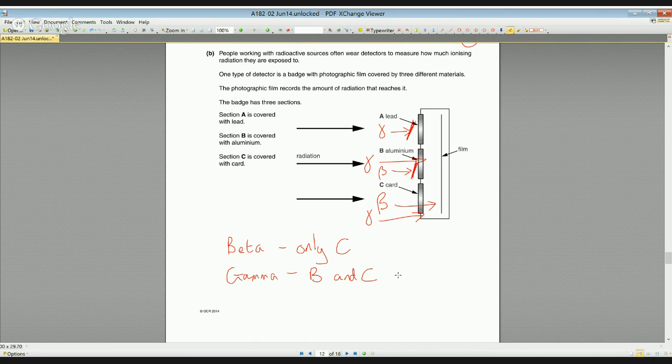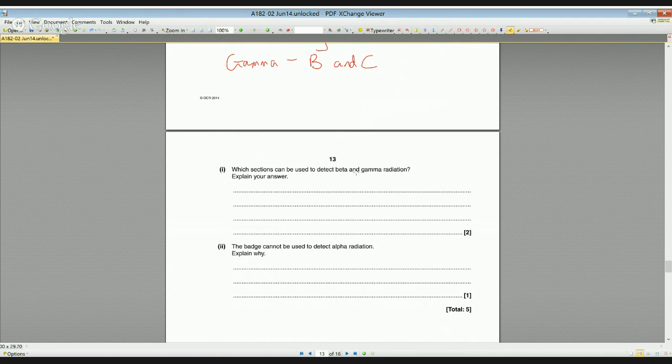A really common mistake in this question was to, instead of thinking about which ones it would get through, think about which ones it'd be stopped by. So they remembered that beta's stopped by aluminium, so beta would work on B, and they said gamma's stopped by lead, so gamma will work on A. In this particular example, the type of radiation has to be able to pass through the material for it to be any use. So beta can only get through C, gamma can only get through B and C. So that was part I there.